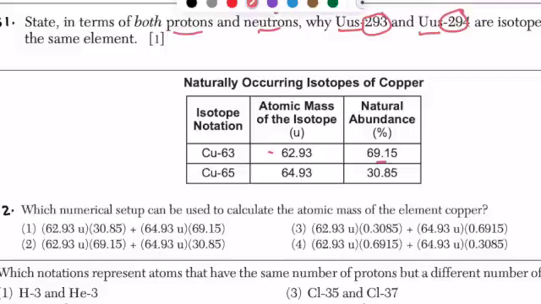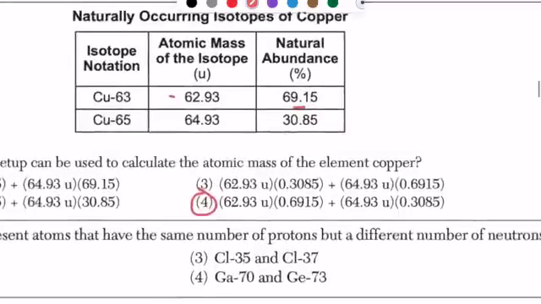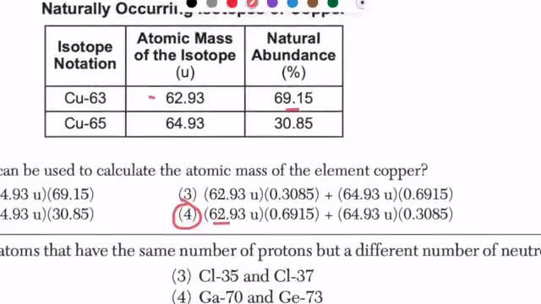First way is what is our correct answer in this case, which is option 4. So as you can see, what they did is that for copper-63, we multiplied the mass of copper with this percent, but after dividing the percentage by 100. So if we divide this by 100, we get 0.6915. If we divide this by 100, we get 0.3085. So we multiply these two, add them. So that is your average atomic mass.